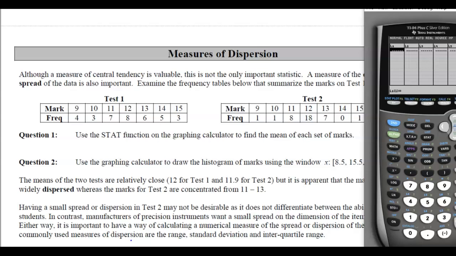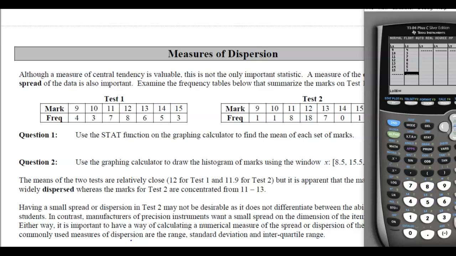So here the marks, 9, 10, 11, 12, 13, 14, 15. L2 will be the frequency of those. So 4, 3, 7, 8, 6, 5, 3.